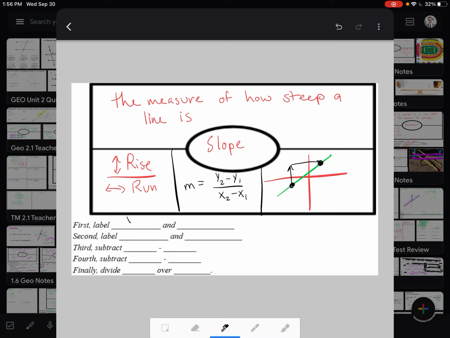So first we want to label x1 and y1. And then second, we're going to label x2 and y2. So if we have an ordered pair, again, just like we've been doing for the distance and midpoint formulas, always want to start off by labeling those points. Super important. Third, after doing that, we're going to subtract our two y values, so we'll have y2 minus y1. Fourth, we'll subtract the x values, so we'll have x2 minus x1. And then finally, we're going to divide the difference in our y's over the difference in our x's. So it's a lot of different ways to say that after we have x1 and y1 and x2 and y2, we follow the formula, and we fully calculate.